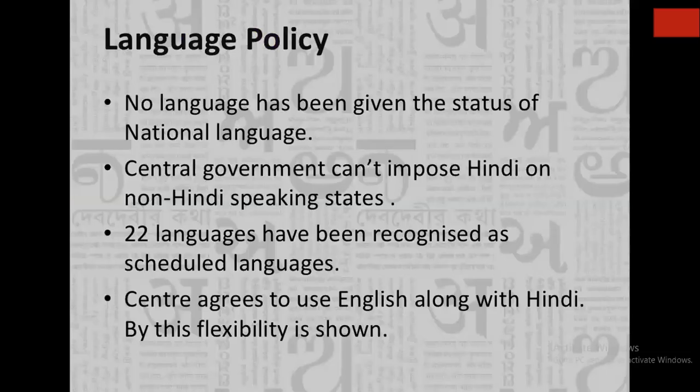Language policy. What is the language policy of our country? No language has been given the status of national language, and the central government can't impose Hindi on non-Hindi speaking states. We cannot impose any language on any other language speaking states. 22 languages have been recognized as scheduled languages, and our center also agrees to use English along with Hindi. What is shown here is flexibility. No imposing of any language on anybody. We are showing flexibility from our side that the center is agreeing to use English along with Hindi.